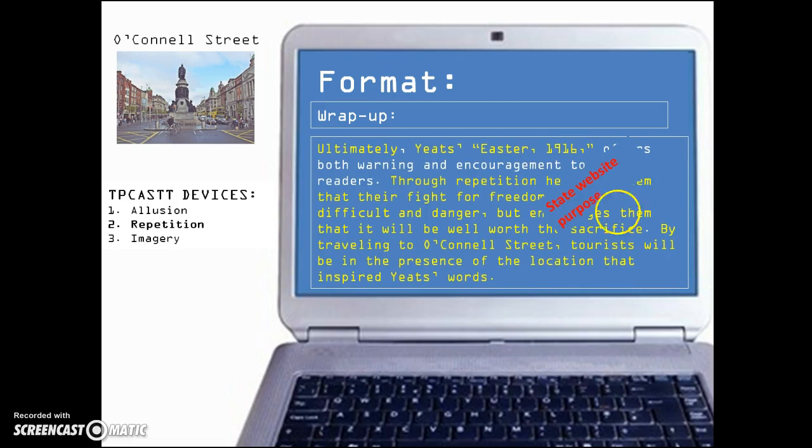And then last but not least, you want to state the website's purpose. So remember that your overall purpose is to convince people to visit your location. So make sure that the very end of your paragraph says something like, "By visiting our location, you will get this," or "You should visit our location because it will result in this." Encourage people to come see your location.